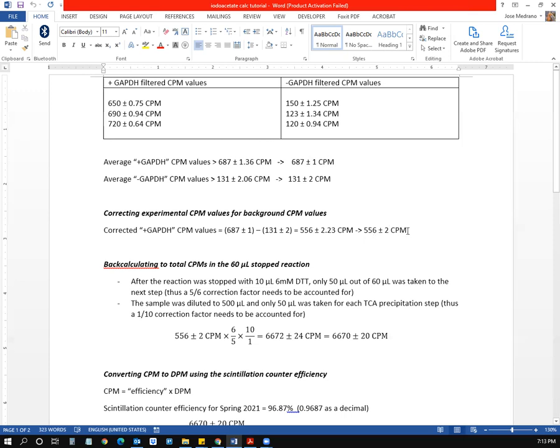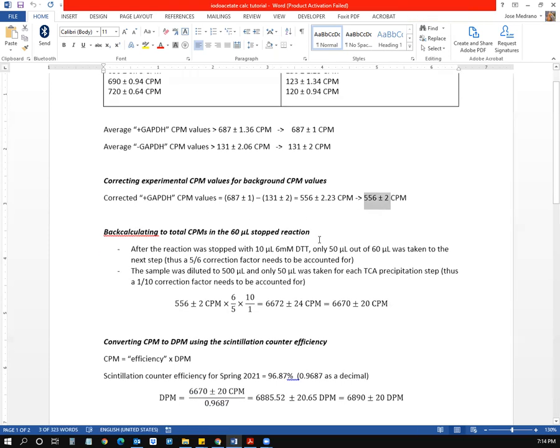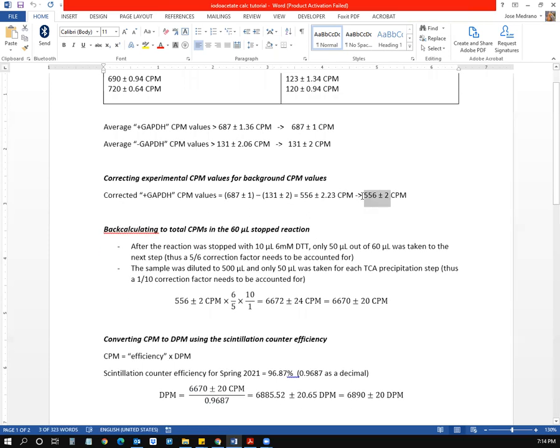This is basically telling me the amount of radioactive CPM that's coming from my experiment, because it's assumed that I would also have this same amount of background reading also present in my experiment as well. But because I did the background alone reaction, I'm able to subtract that out. All right, great. So we have our corrected CPM values for our experiment.